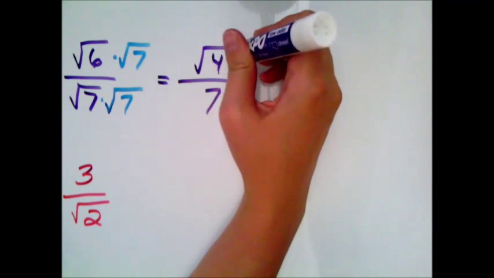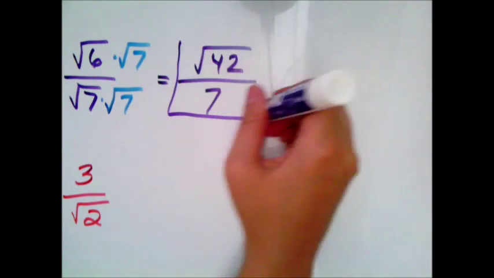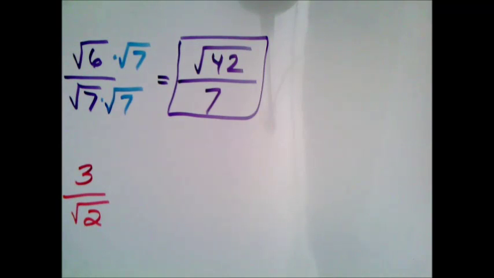And then on the top, we can combine these for simplicity. So square root of 6 times square root of 7. Make sure square root of 42 is reduced all the way. I don't think 42 has any factors that are perfect squares, so it should be.